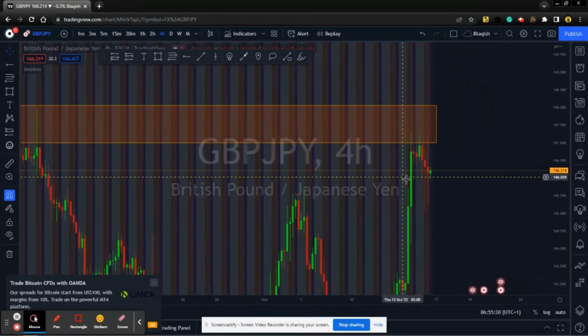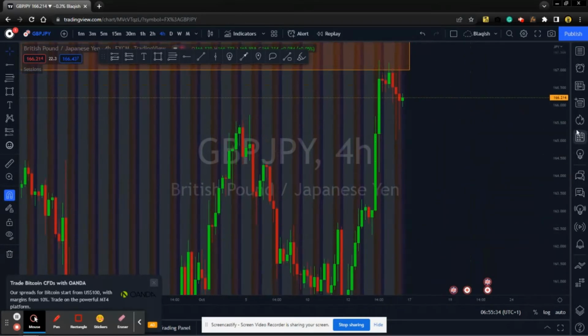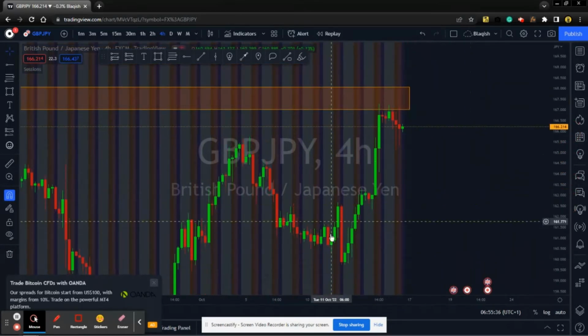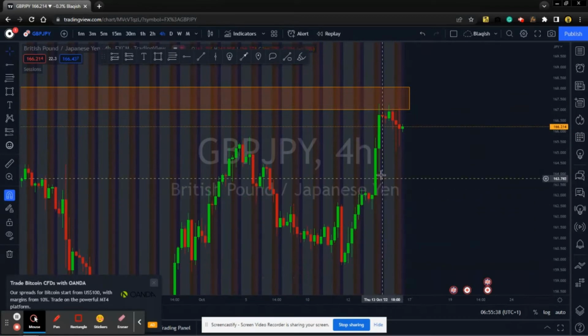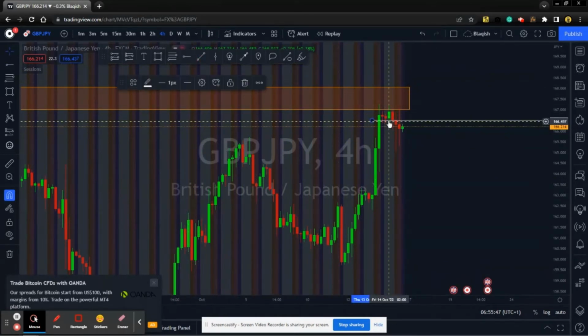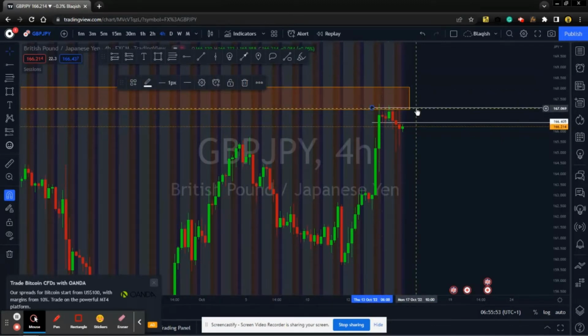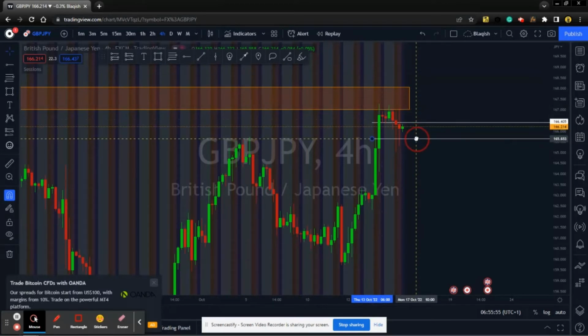If you see this market, the market was just going up. We have this first imbalance, and we have this second imbalance, and then we have this imbalance, and then we have this imbalance.